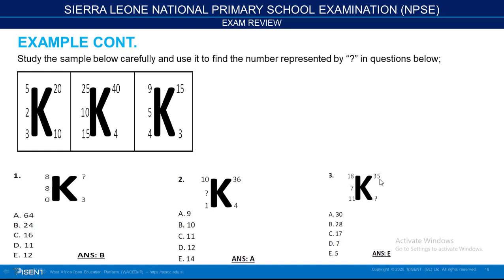I take again. 35 divided by 7 will not give you 7. That's why D is wrong. But 35 divided by 7 will give you 5. That's why E is correct, because 5 times 7 gives you 35.